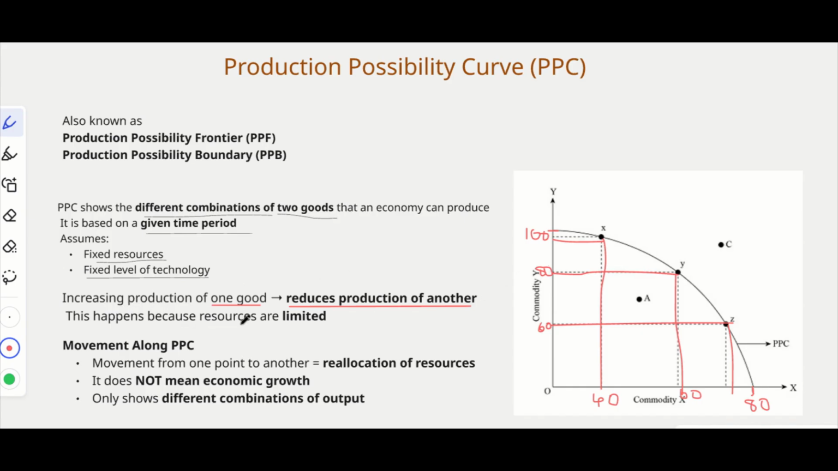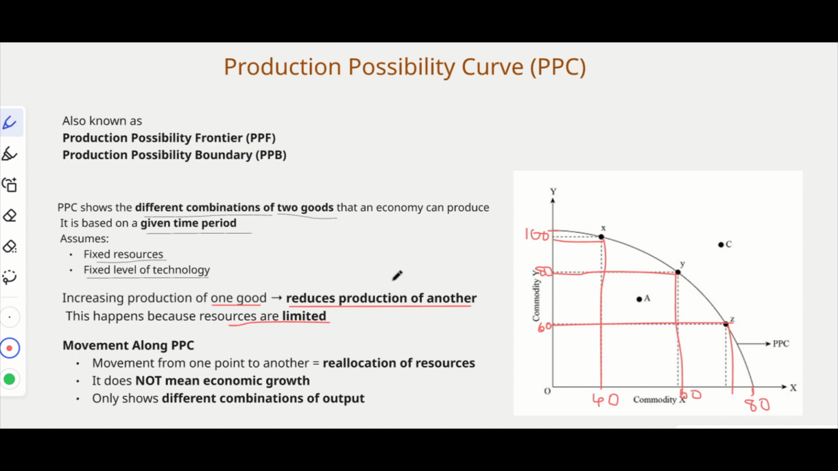This happens because the resources are limited. Whenever we learn economics in the basic program, we always mention that resources are scarce, right? And our needs and wants are unlimited. So due to the limited resources, no matter how many things we produce or what combinations we use, we still have a limitation.